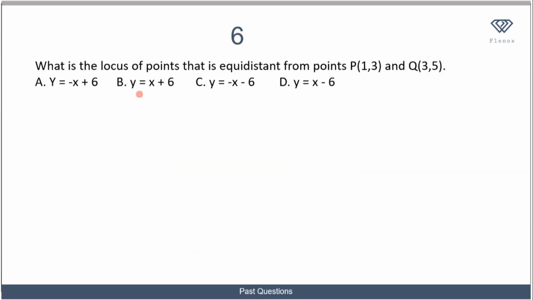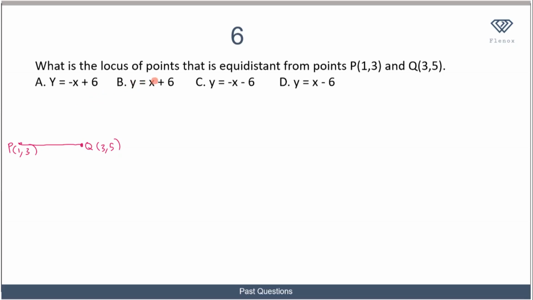So now let's move on to the next question. In this question, we are asked what is the locus of point that is equidistant from points P and point Q. So the first thing I would like to do is try to sketch out the problem. So we have point P, and we are given that the coordinates of point P is 1, 3, and we have point Q, and we are given that the coordinates are 3, 5. So we are now told to find the locus of the point that is equidistant from 2 points. Now, if you have not gone through the video on locus, you have to go through that to understand what we are going to do here.